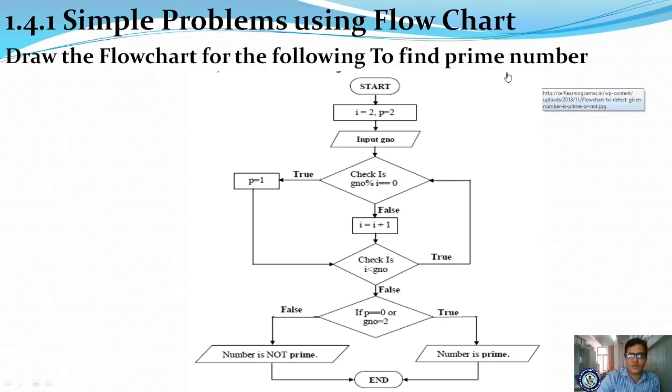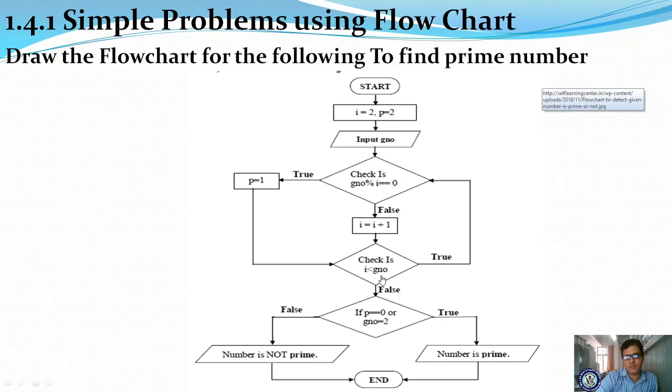Got it? For example, if I make it 5, I'm inputting 5 percentile 2 equal to 0. False, it will come here. You are incrementing the value to 4. Okay, 4 less than 5. Condition true. Once again you check 5 percentile 4 equal to 0. False, it will come here. 5 percentile 5. True, then p becomes 1, and it will come here.